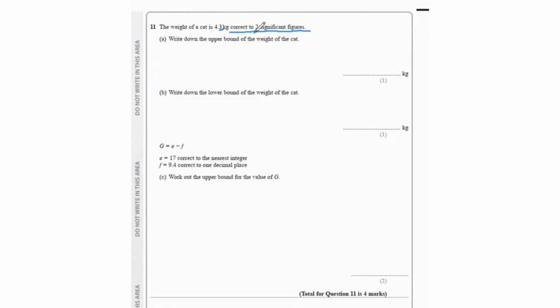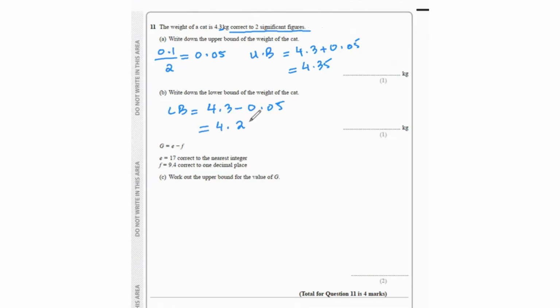Second significant figure is 3. So place value of 3 over here is 0.1. So again, we divide 0.1 by 2, which gives us 0.05. Then for the upper bound, we will add this to 4.3, which gives us 4.35. And then for the lower bound, we will subtract this from 4.3, which gives us 4.25.